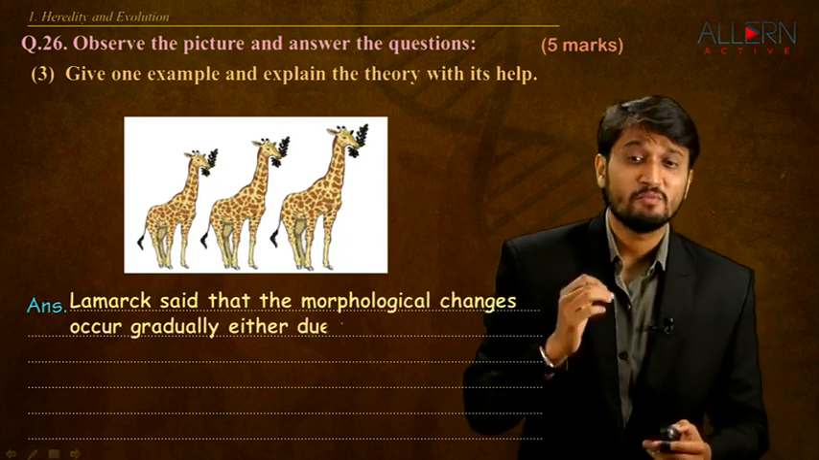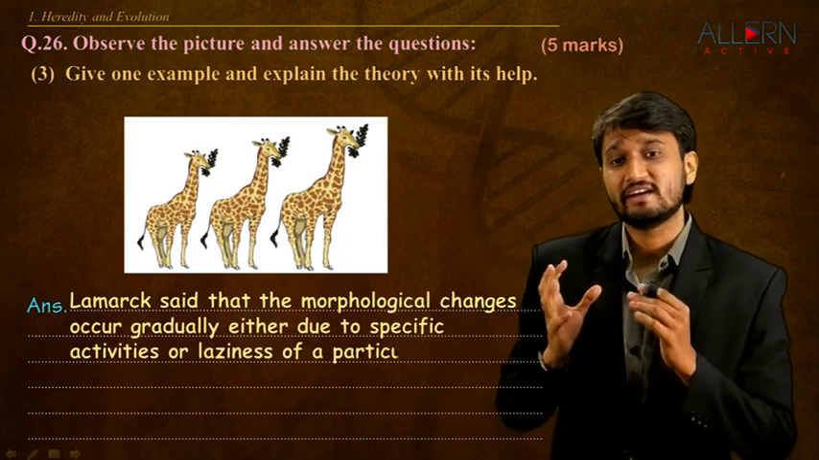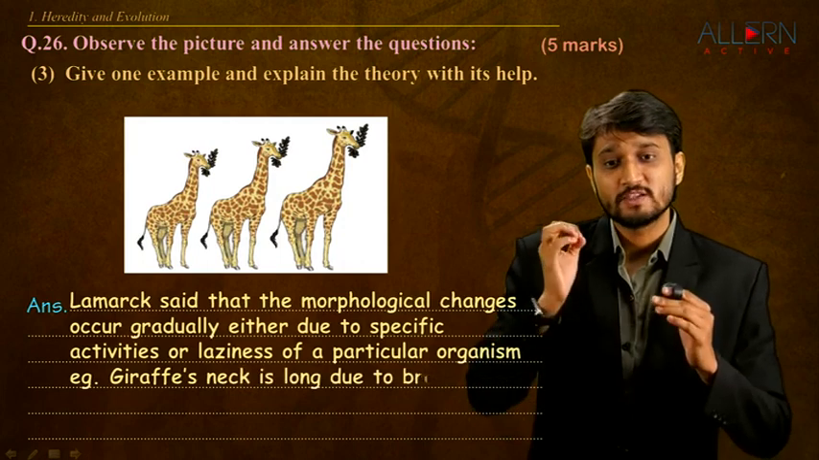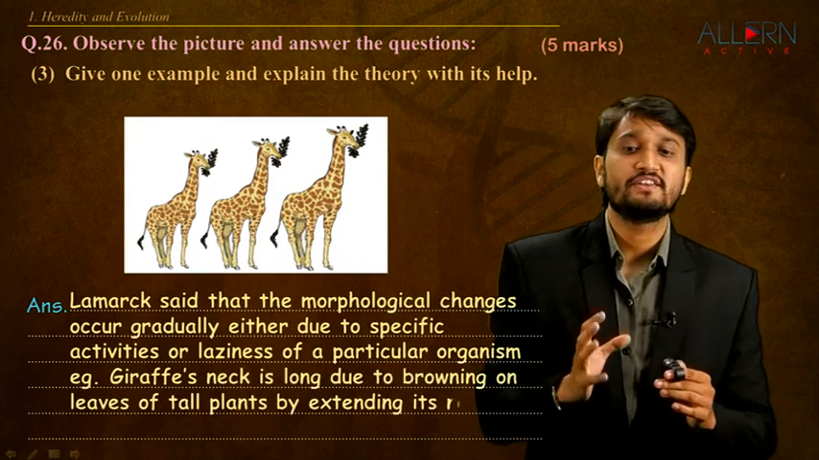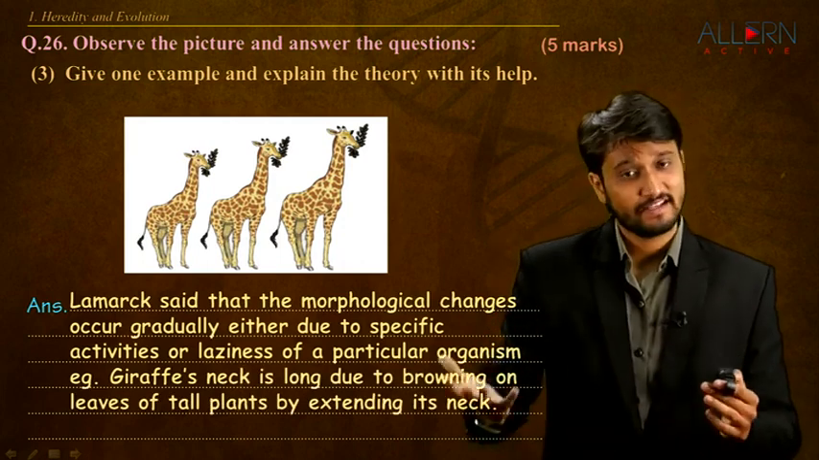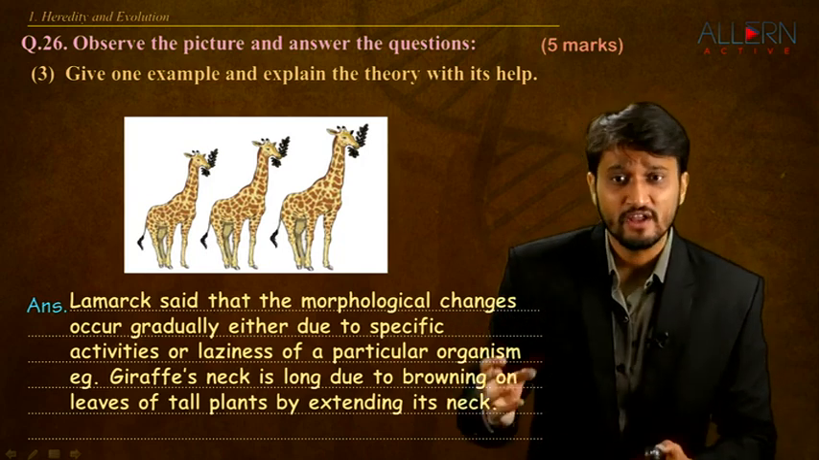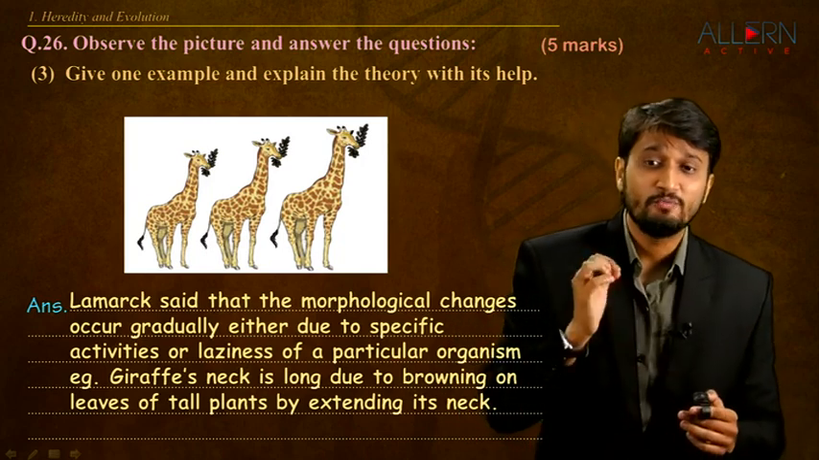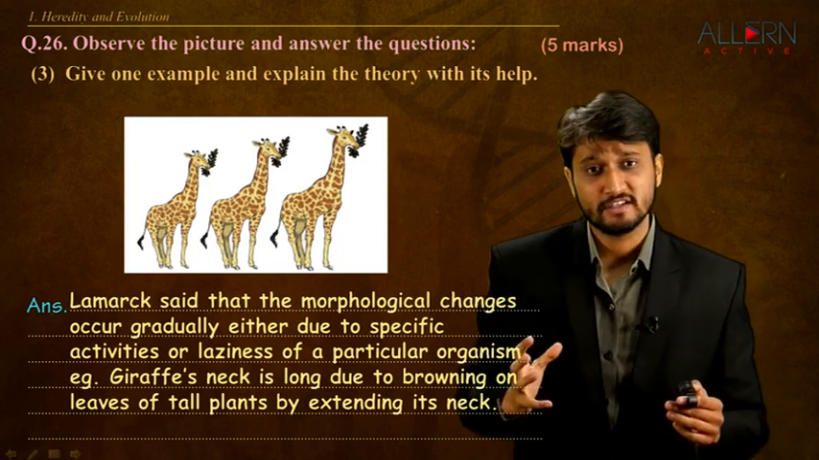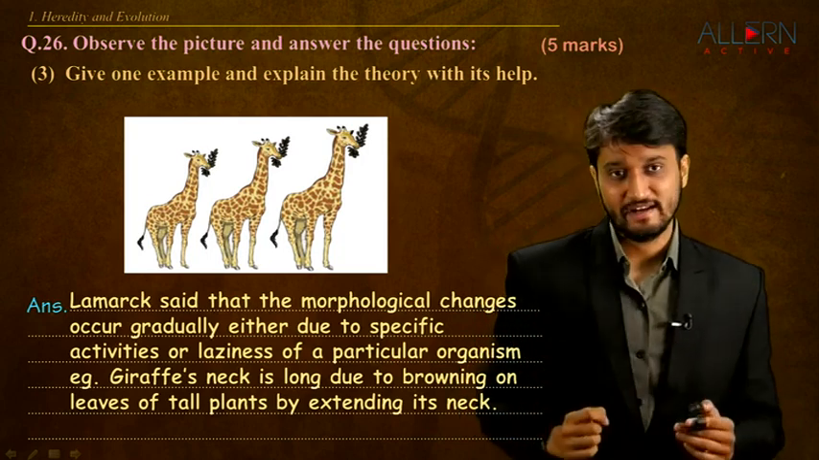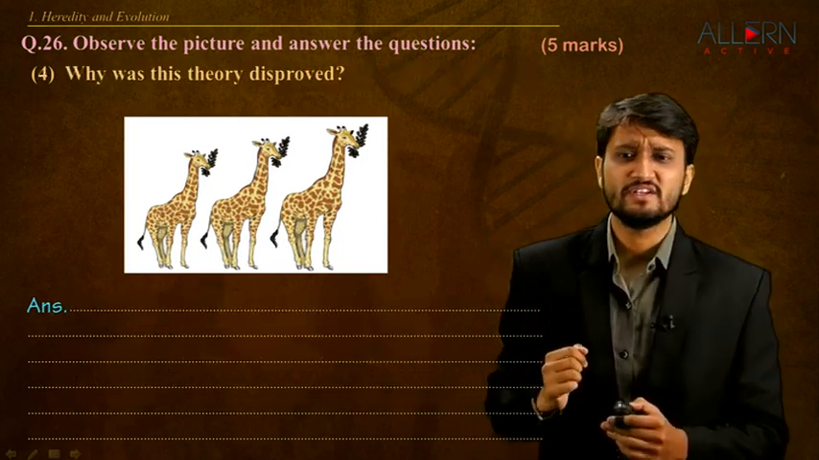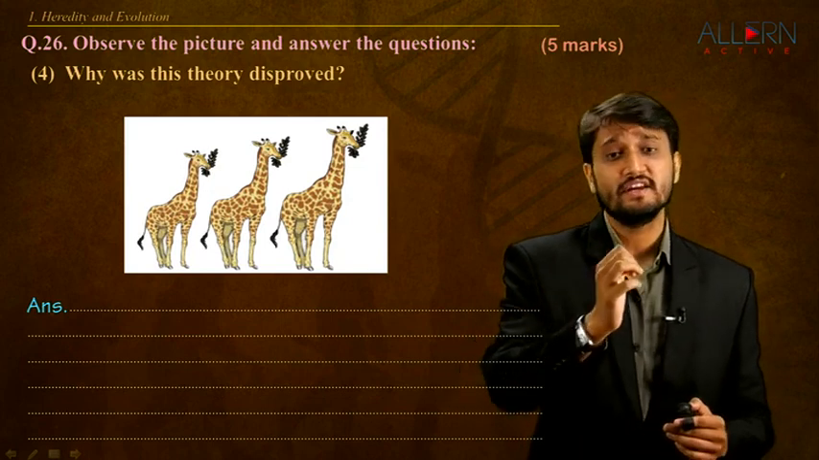Lamarck said that the morphological changes occur gradually, either due to specific activities or laziness of a particular organism. An example, as we discussed, is that of a giraffe. The neck is long due to browsing on the leaves of the tall plants by extending their necks. Last question is, why was this theory disproved?